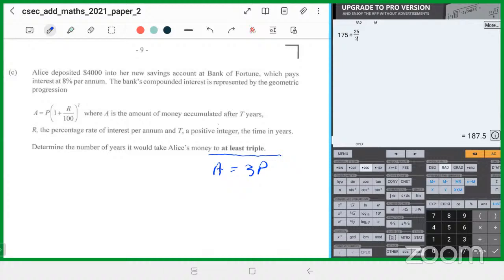A equals 3.24 to the T. That's a T I try to find, time. But when the thing that you're trying to find is in the power, you have to take logs to get it out. Remember that.